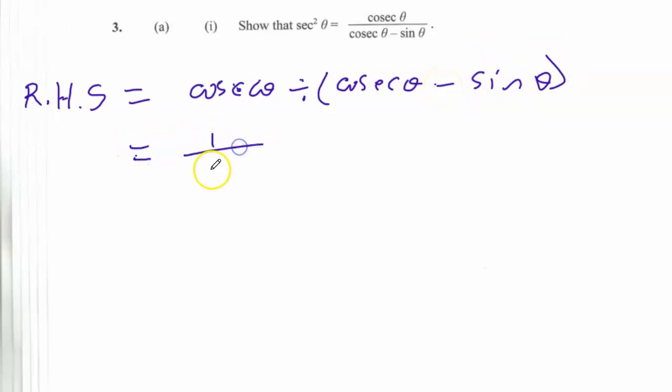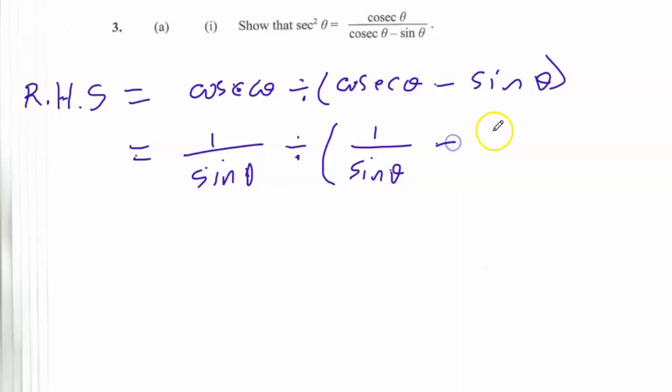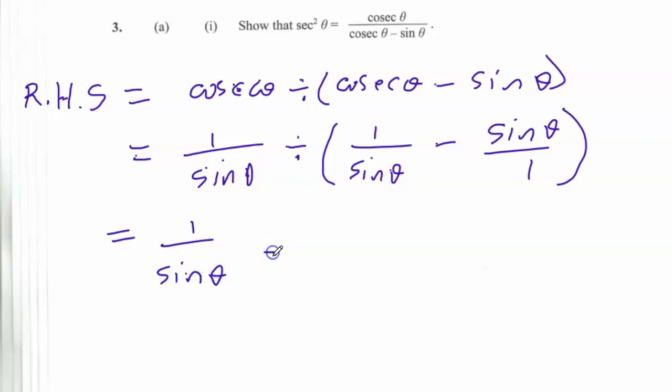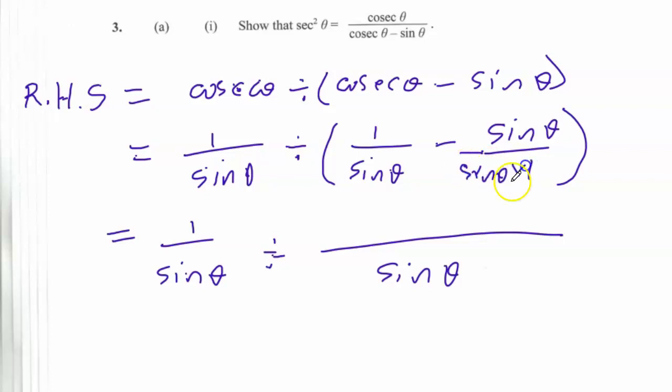Now what is cosec? Cosec is 1 over sin theta, divided by, in the denominator, 1 over sin theta minus sin theta over 1. So what we could do is bring everything to one common denominator, sin theta. I can multiply sin theta over 1 by sin theta, which means I have to multiply the top also by sin theta. The numerator is now 1 minus sin times sin, that's sin squared theta.